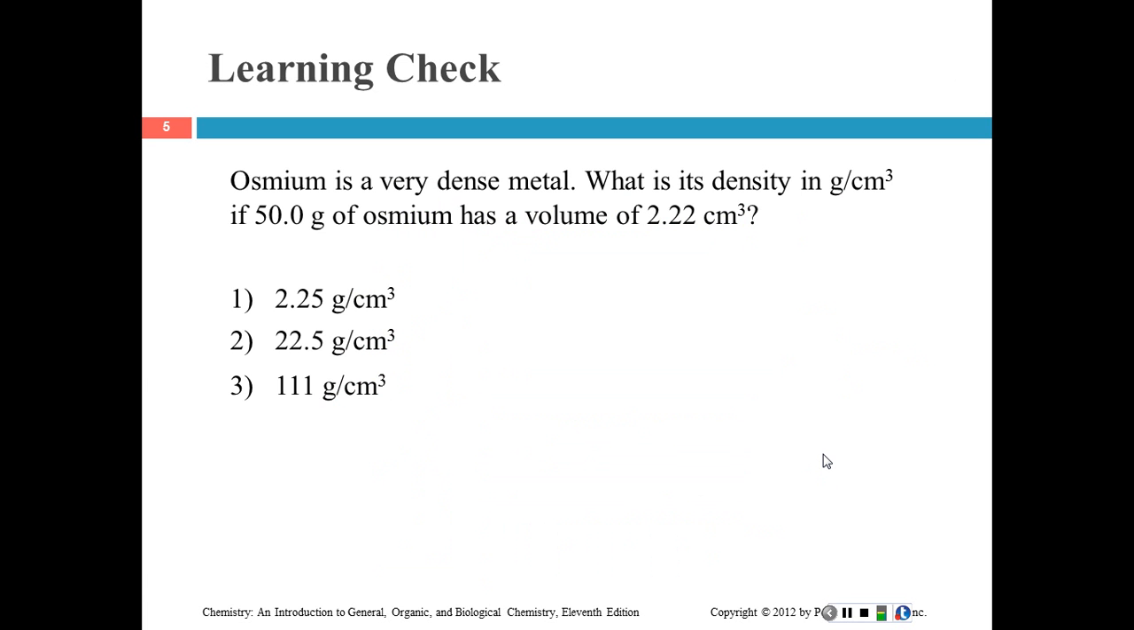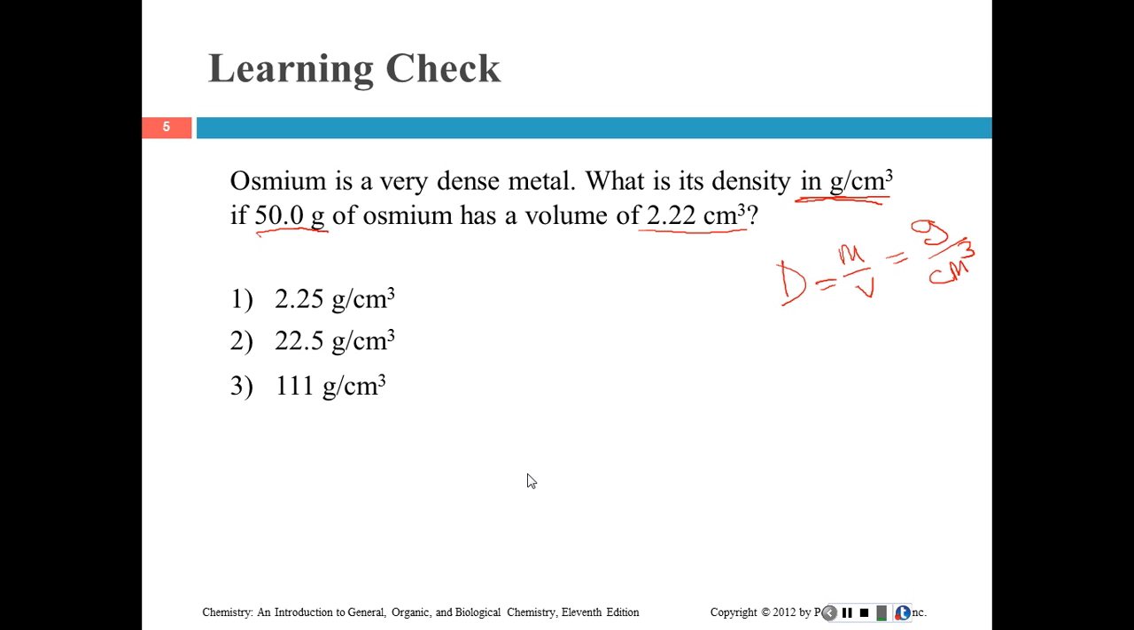All right, so here's our first learning check with this. Osmium is a very dense metal. What is its density? Okay, so that's the question. In grams per cubic centimeter, if we know that 50 grams of osmium has a volume of 2.22 cubic centimeters. Now, this one's a little different because all we've got to do is find out the density, which we know is mass over volume, in grams over cubic centimeters.